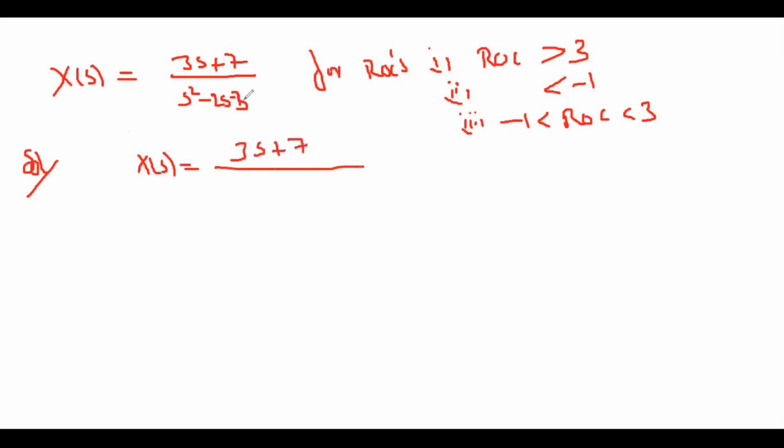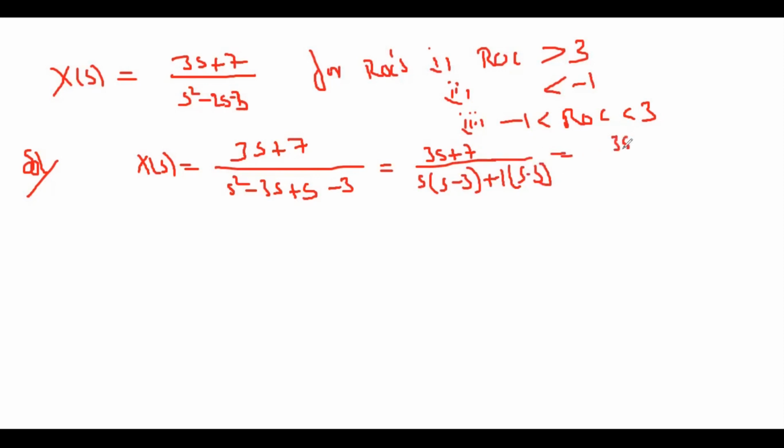Here the minus 2 is there, minus 3. So minus 3 into 1 plus 1. Okay, s square minus 3s plus s minus 3. It becomes of minus 2s only. Take the common here, the (3s plus 7) by, take the first s as common, s square into (s minus 3). And for the last two, you can take 1 as common, (s minus 3). So it becomes (3s plus 7) by (s minus 3) into (s plus 1).